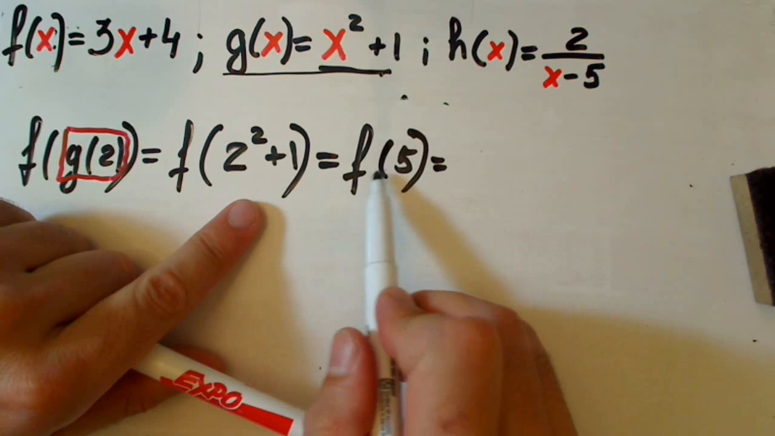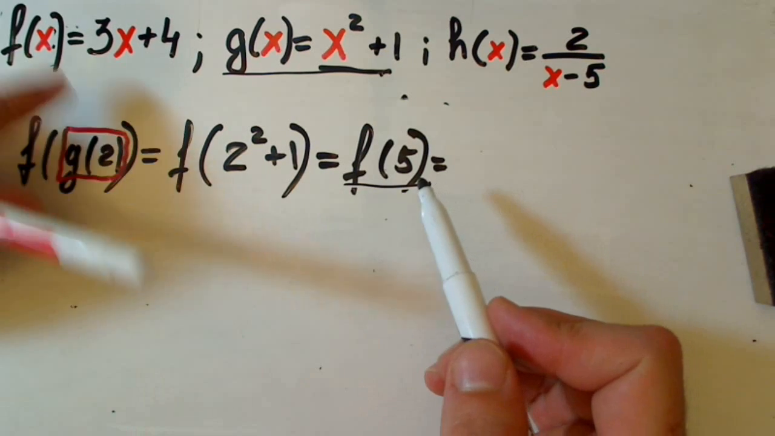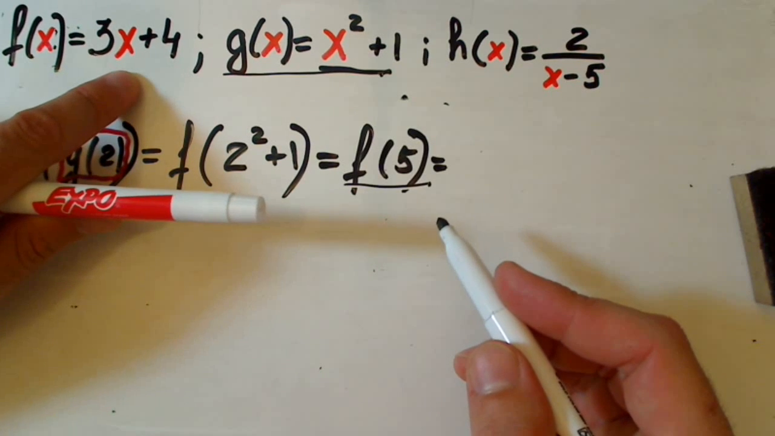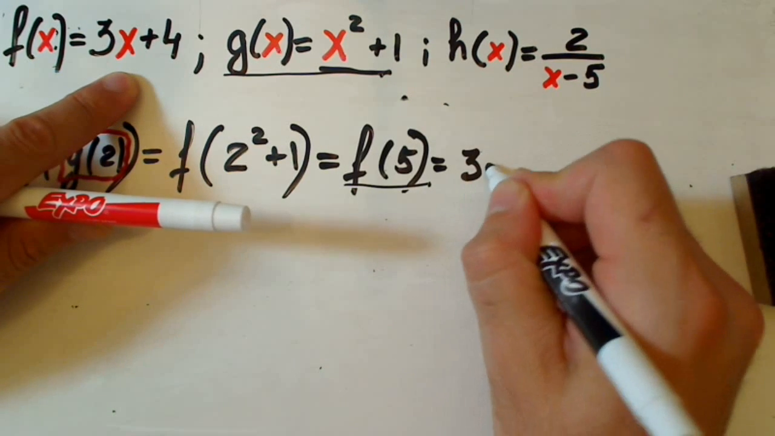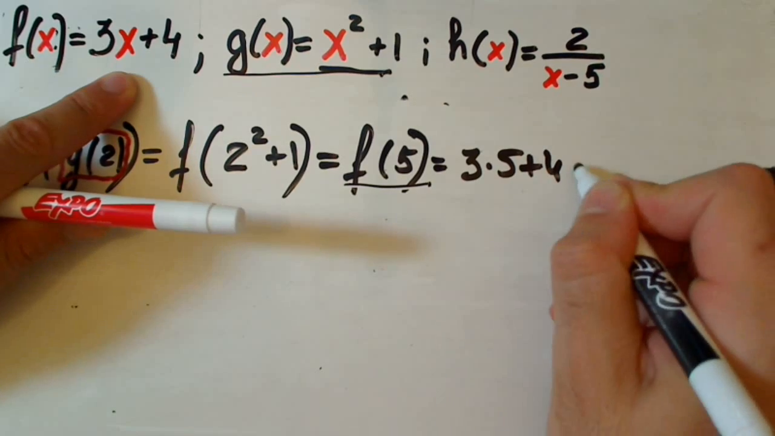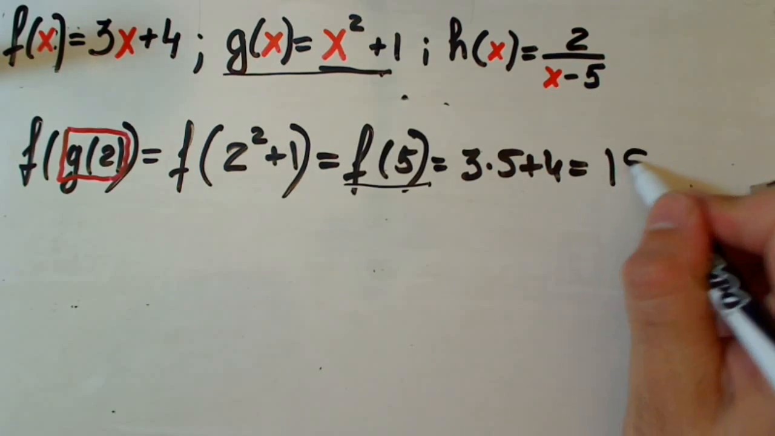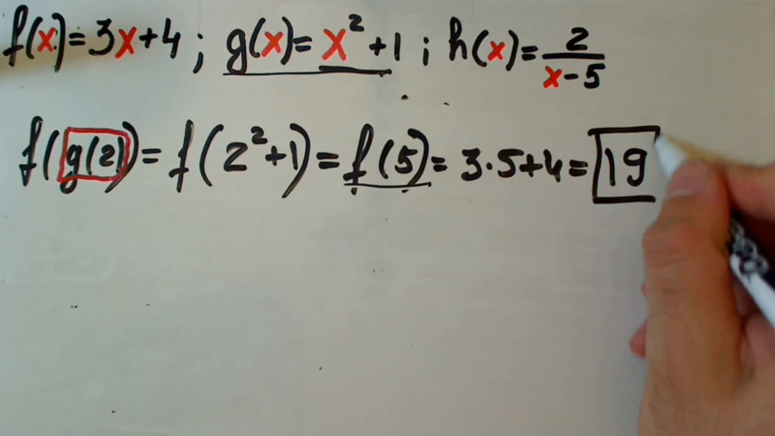And again, now just plug into the f function. F of 5 means 3 times, instead of x, now we have 5. 3 times 5 plus 4. 3 times 5 is 15, plus 4 is 19. Done.